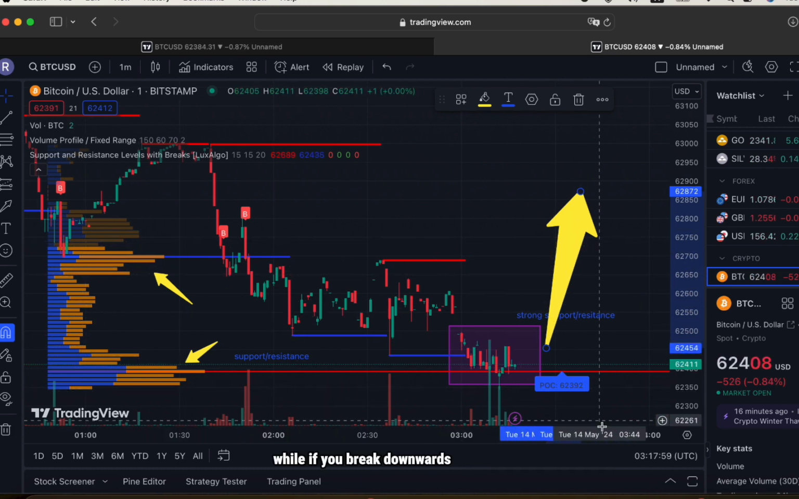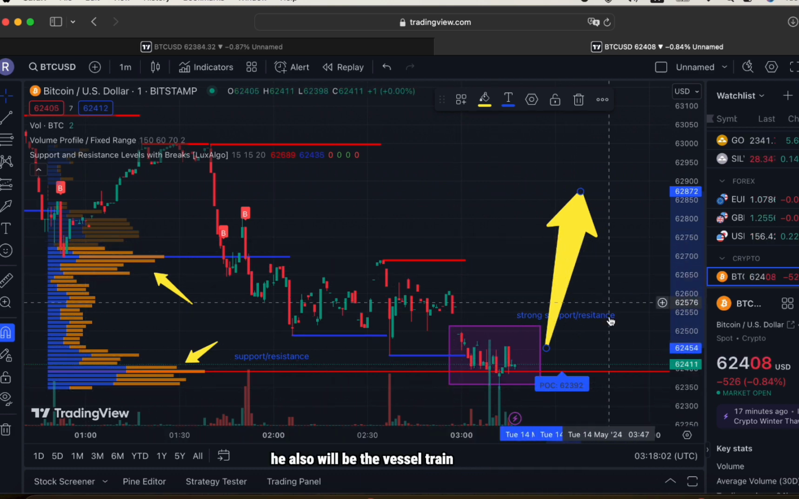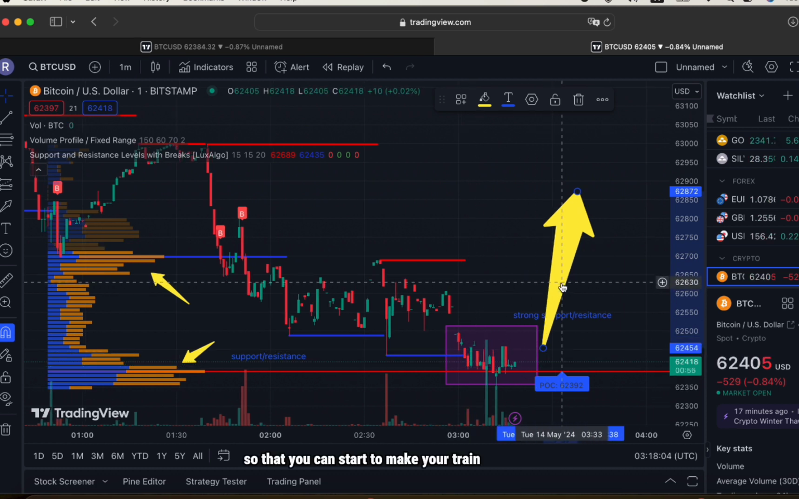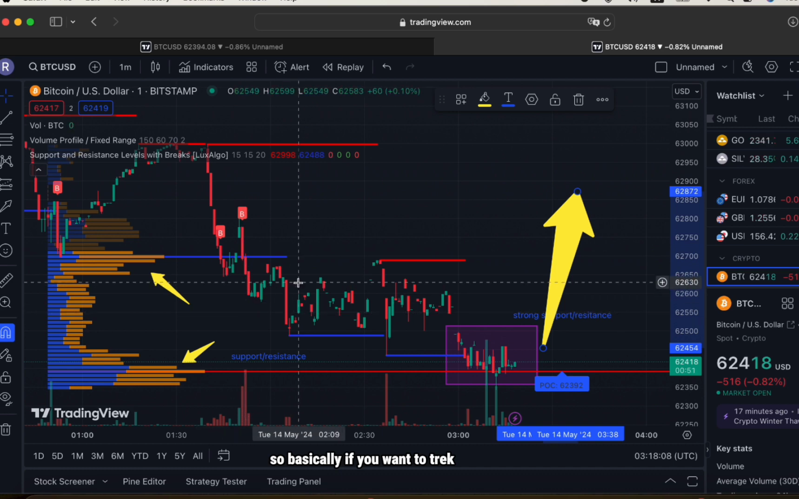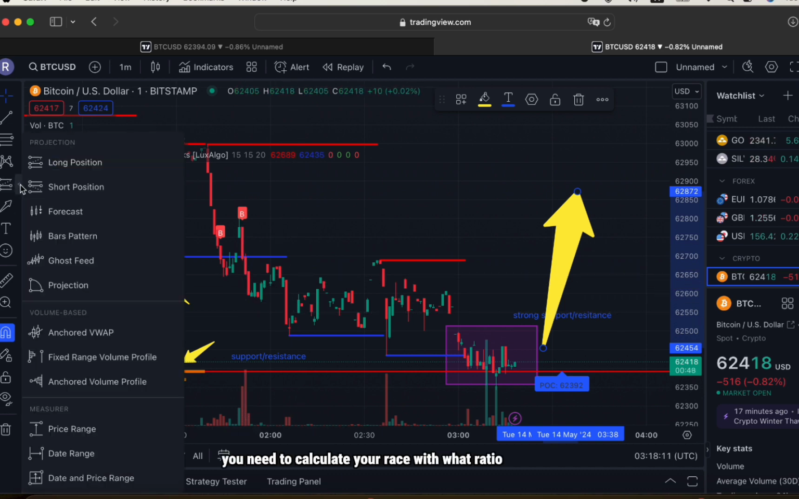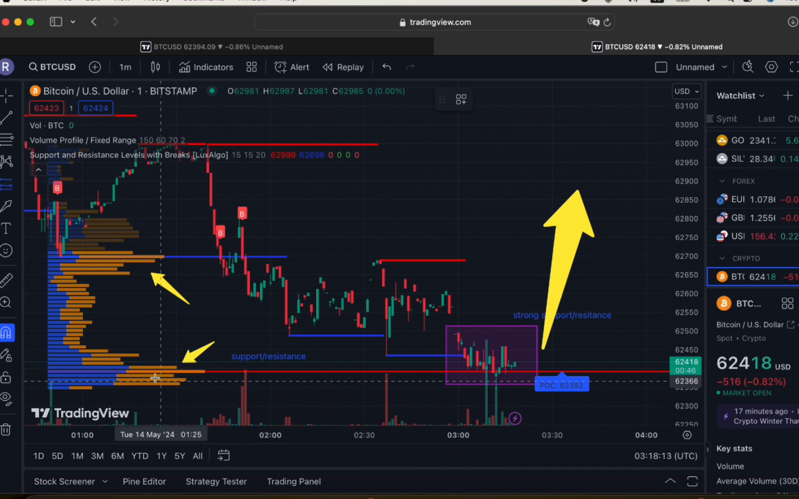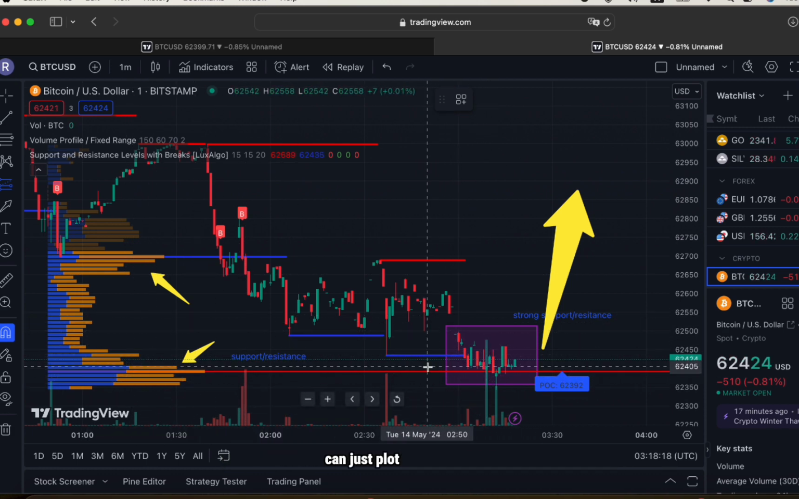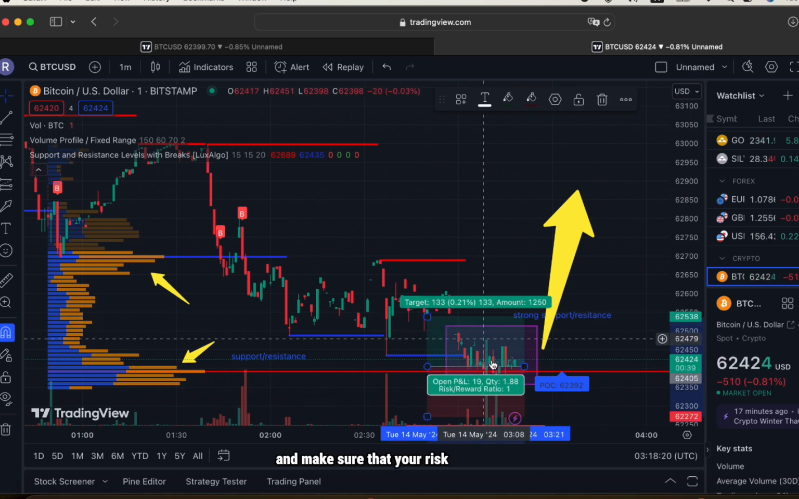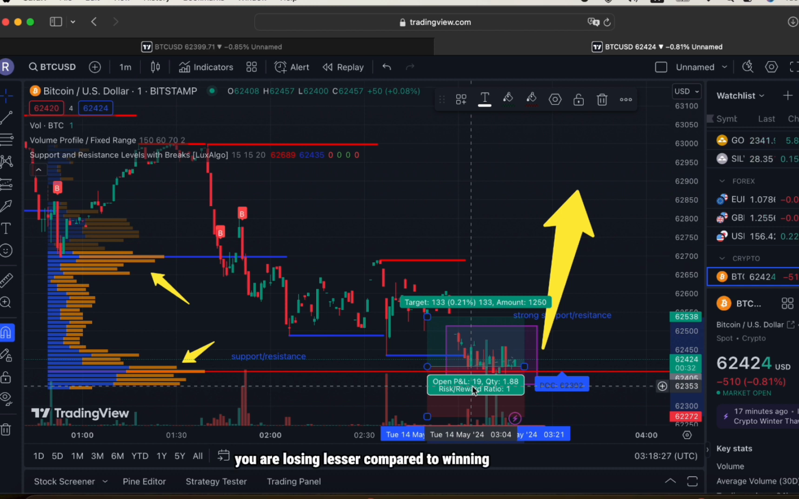While if you break downwards, it also will be a reversal trend, so that you can start to make your trade. Basically, if you want to trade, you need to calculate your risk reward ratio. For example, this is my area where I want to start a trade. I can just plot it and make sure that your risk reward ratio is more than 1. It means that when you are winning, you are losing less compared to winning, based on what you set as a target.